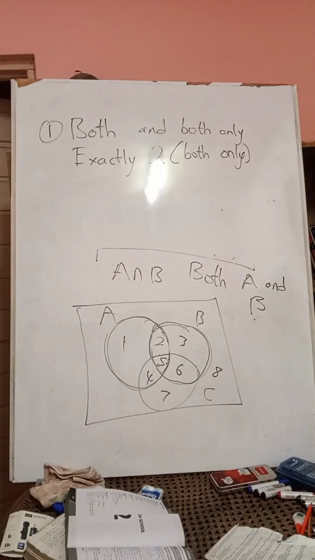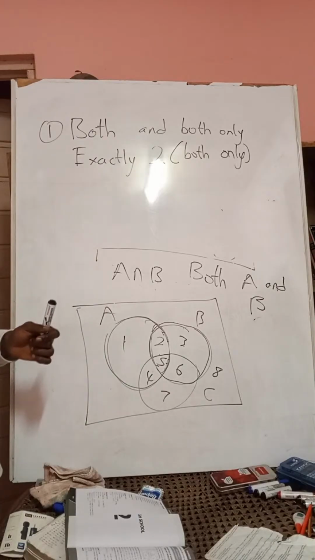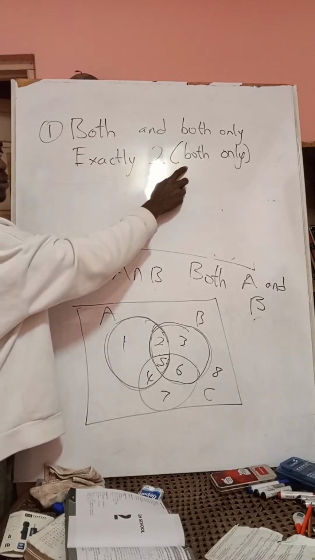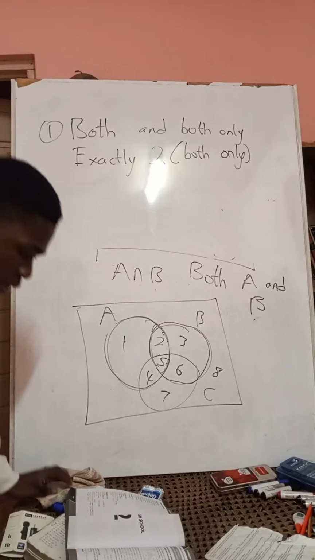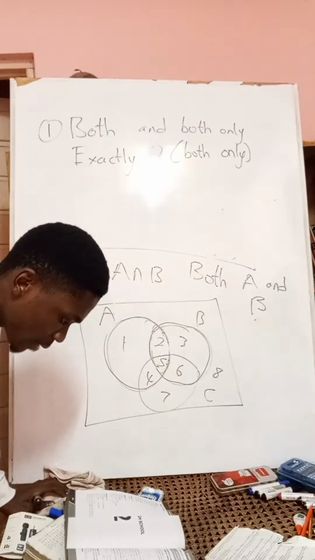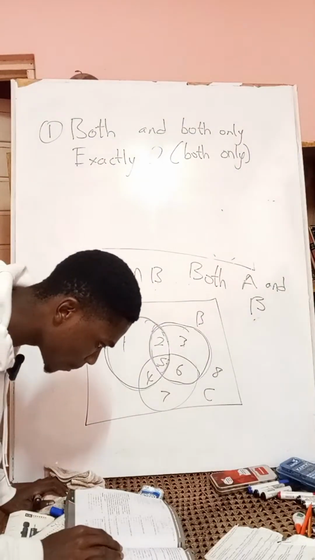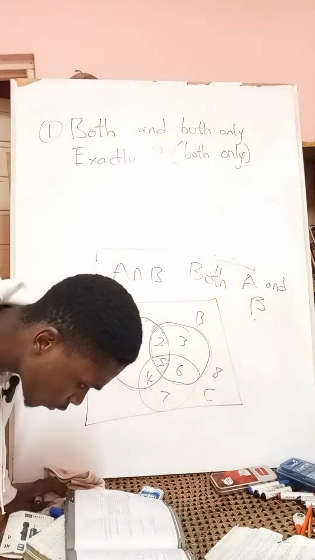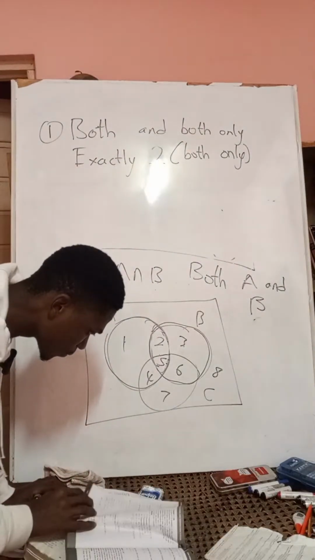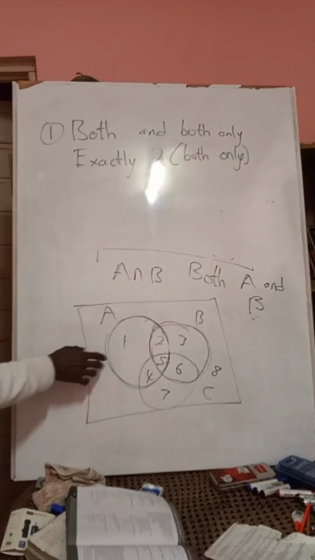Now, have you seen that they said exactly 2 subjects, exactly 2 games, exactly 2 foods? All those things, exactly 2, mean both only. So now let's continue. They can also use other terms. There are so many terms that they can use. Okay, we are done with this region.